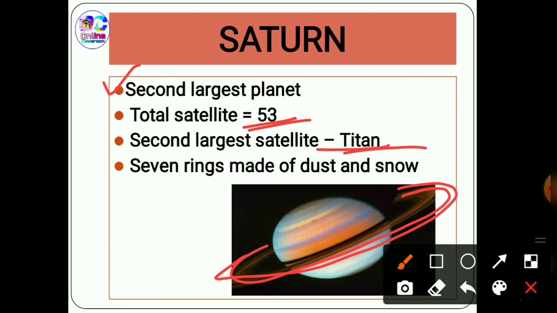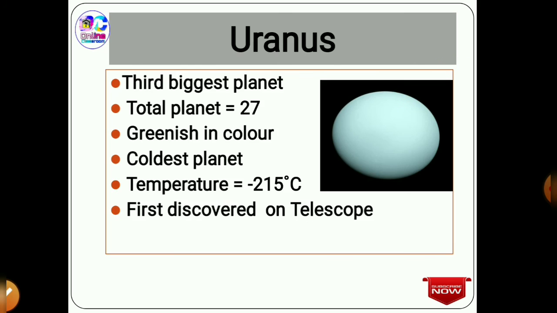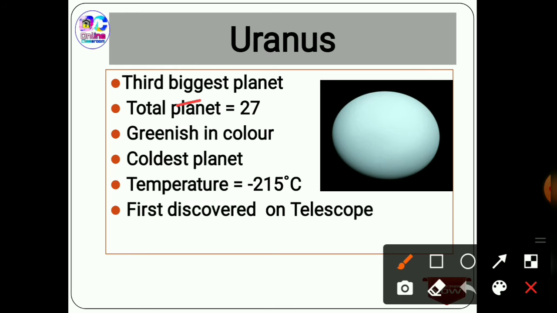Then next we are going to talk about the next planet, that is Uranus. Now Uranus is the third biggest planet. So there is a mistake here. The total number of satellites here should be about 27. It is green in color and it is the coldest planet. The temperature is about minus 215 degrees Celsius, and it was first discovered by telescope.